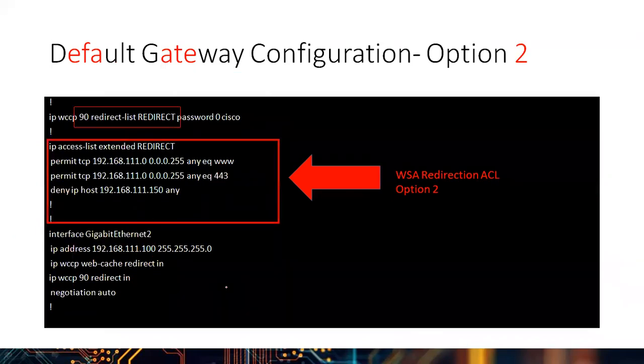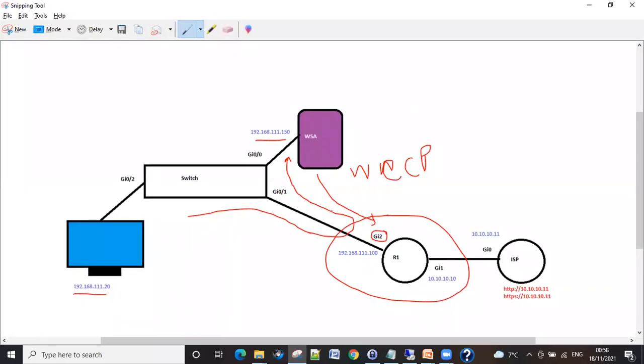Not really a very complex configuration. However, Cisco also gives us a second option where we don't want to configure two ACLs. We want to make it very clean and neat. So we also have a second option where we configure just one single ACL. We ask the Cisco router to redirect all the traffic to WSA with a permit tag, but deny the redirection if the traffic is coming from WSA.